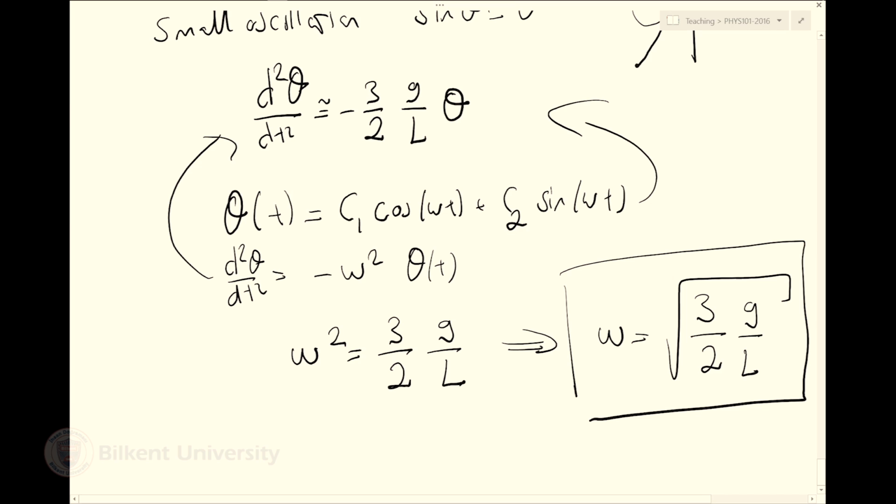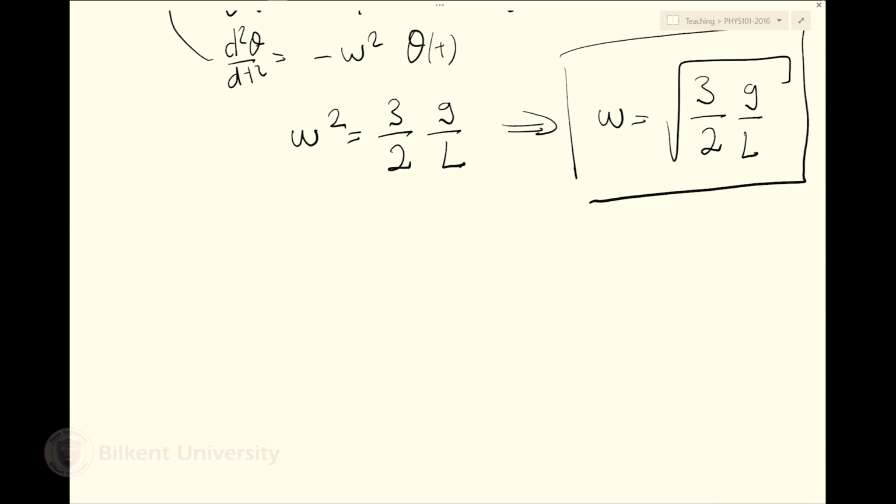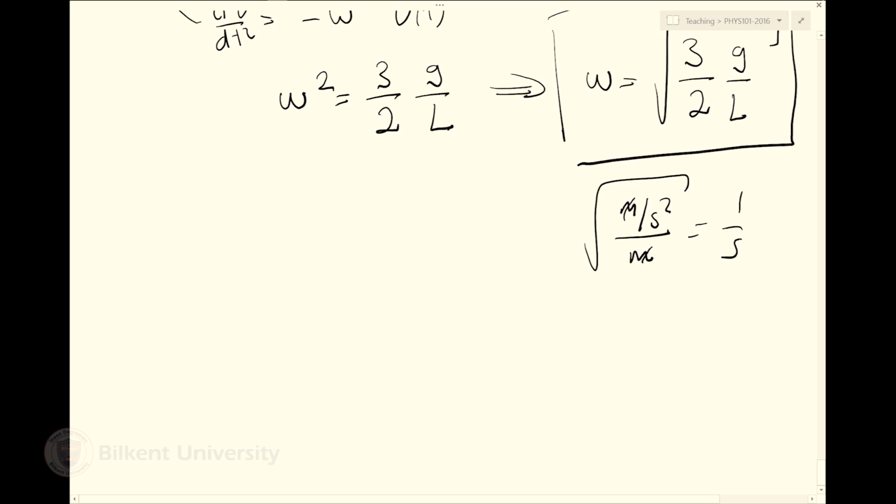Let's check units. I haven't checked units in a while. What's the unit for g? Meters per second squared. What's the unit for L? Meters. The unit for omega is 1/seconds. So it does make sense. Okay? It's good.